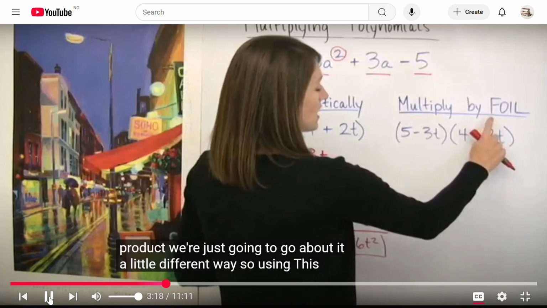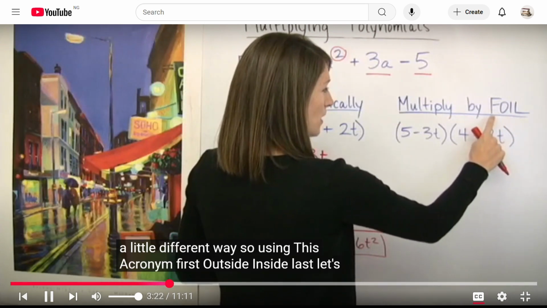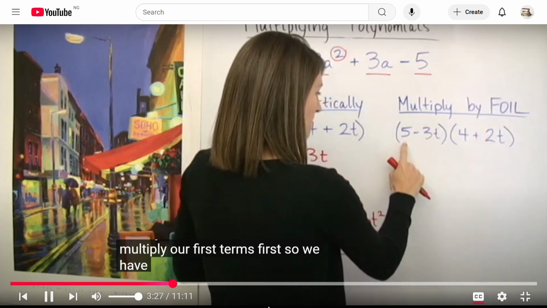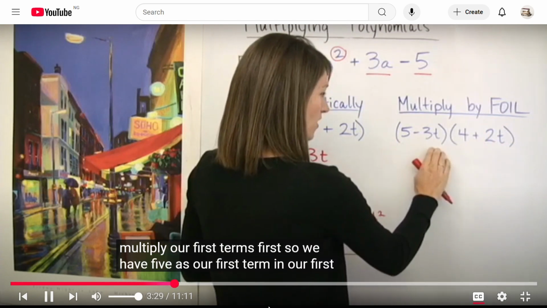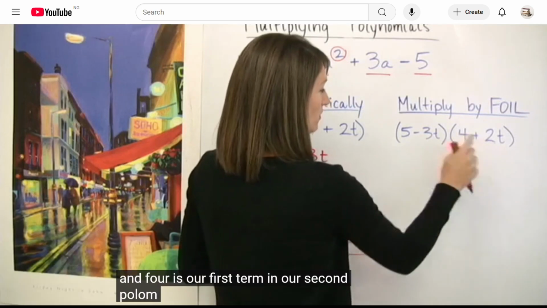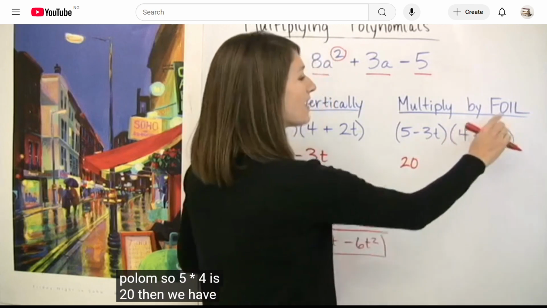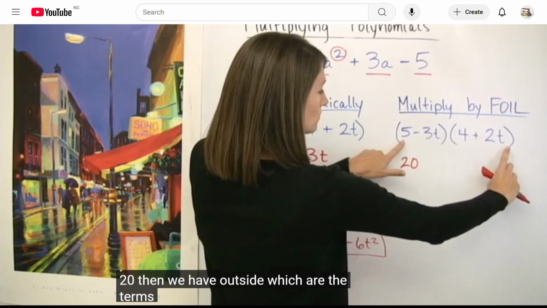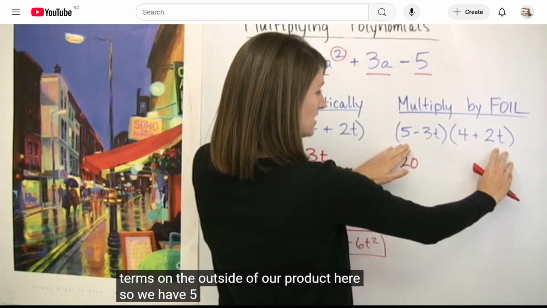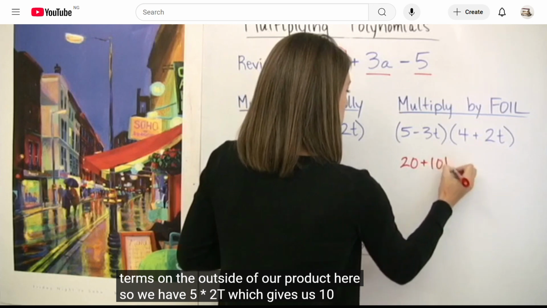So using this acronym, first, outside, inside, last. Let's multiply our first terms first. So we have 5 is our first term in our first polynomial, and 4 is our first term in our second polynomial. So 5 times 4 is 20. Then we have outside, which are the terms on the outside of our product here. So we have 5 times 2t, which gives us 10t.